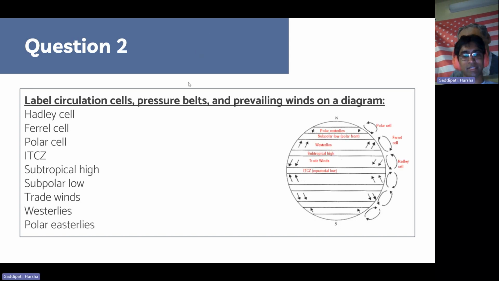All right, I see that you're done. So here's all the answers. You can see here that you get the polar cell, the Ferrel cell, and the Hadley cell, and more toward the equator, you have the ITCZ, which is the equatorial low. You have trade winds, subtropical high, the westerly winds, the subpolar low, also known as the polar front, and then you got polar easterlies out there.